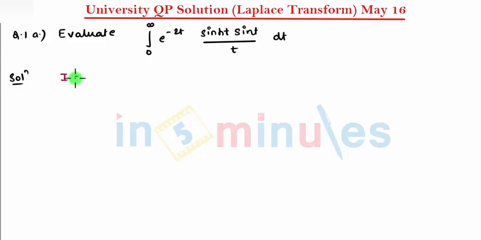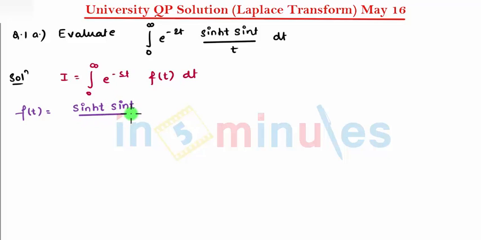We need to compare this with the integral from 0 to infinity of e raised to minus st f of t dt. So my f of t is sin hyperbolic t sin t divided by t. Let's solve this. I can write sin hyperbolic t as sin t divided by t, times e raised to t minus e raised to minus t, divided by 2. So that is my sin hyperbolic t.